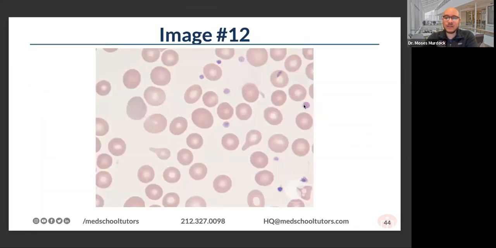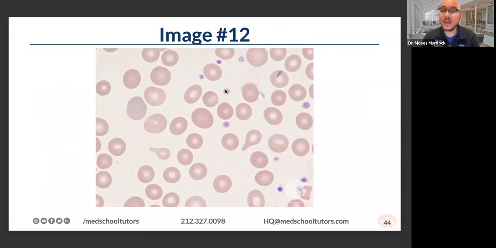All right, here we have some odd looking cells. I'm pointing it out here. As you all are thinking about what this might be, I wanted to point out these little guys right here. These are the platelets. These are the platelets.